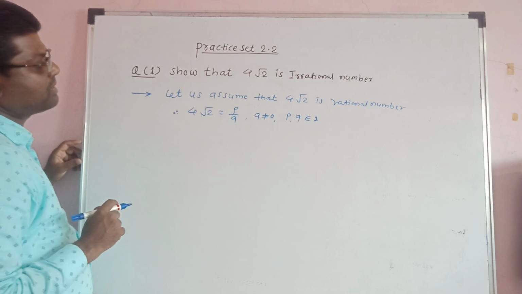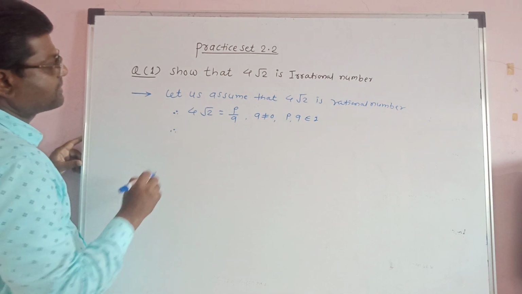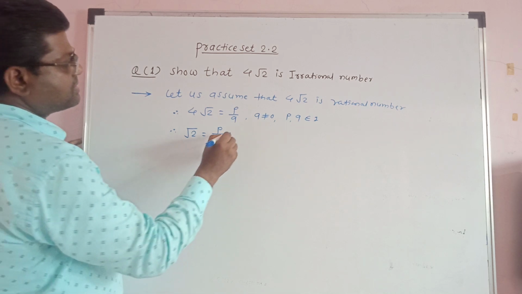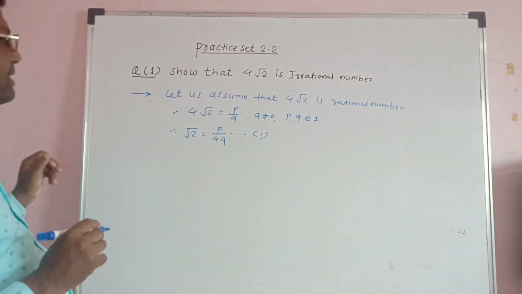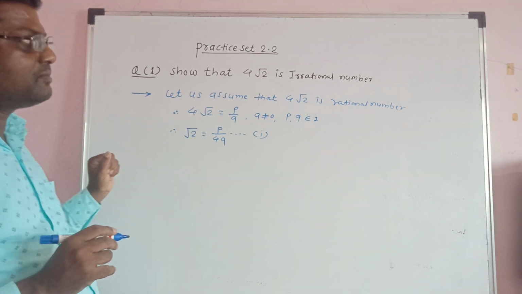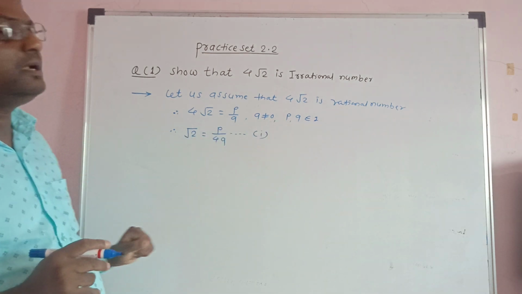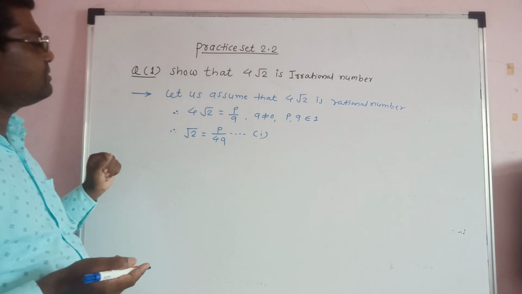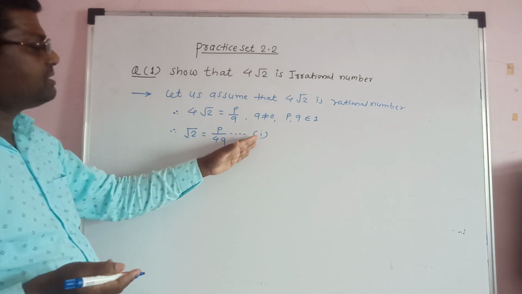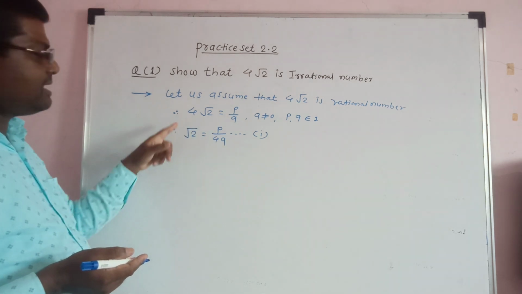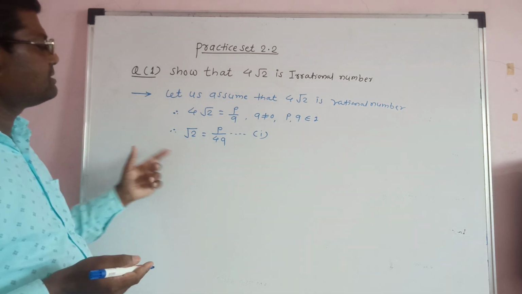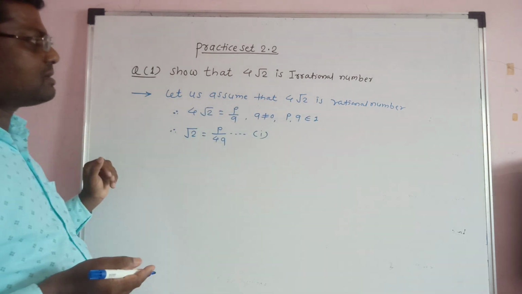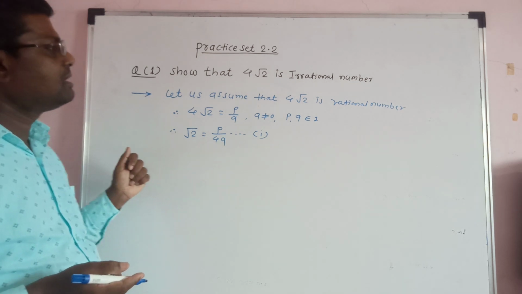Now, we can write here root 2 is equal to p upon 4q. This is equation number 1. From equation 1, p upon 4q is a rational number because p and q are integers, and integers are rational numbers, and root 2 is an irrational number. Therefore the right side of this equation is a rational number and the left side of this equation is an irrational number. This is a contradiction. Therefore, our assumption that 4 root 2 is a rational number is wrong. Therefore, we write 4 root 2 is an irrational number.